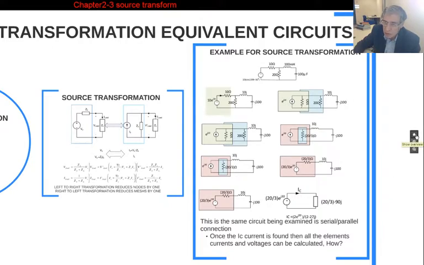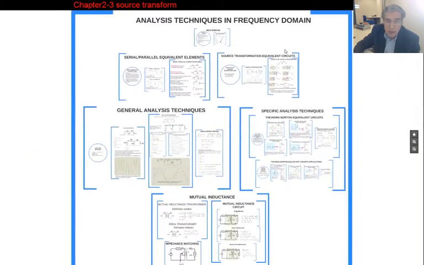So let's see where we are now. This video is about this frame. The next frame is going to be the general analysis techniques. These are some useful tools which are available in the frequency domain. One of them we just explained that we cannot use in time domain, but we could use in the frequency domain, and this is the tool that we use both in the time domain and the frequency domain. So that's the end of this video.